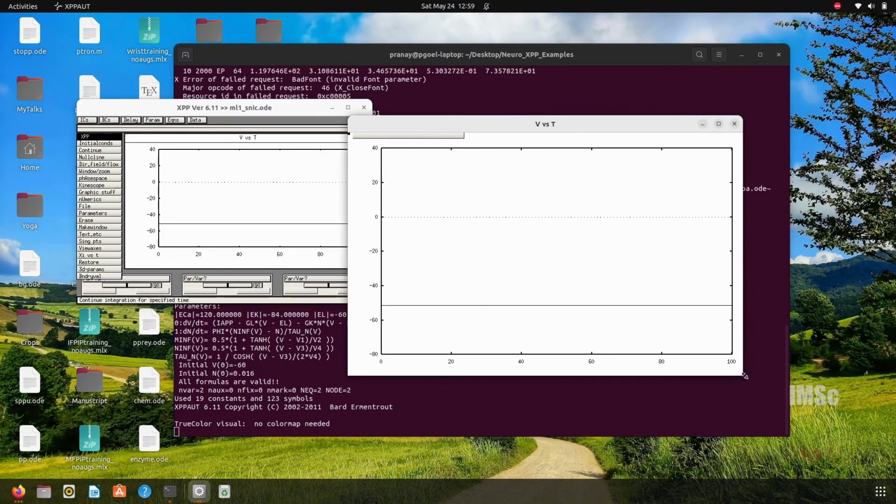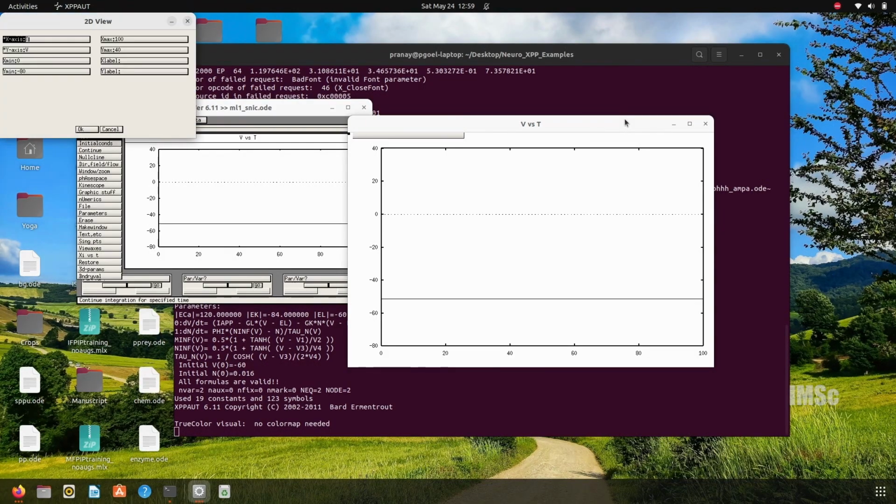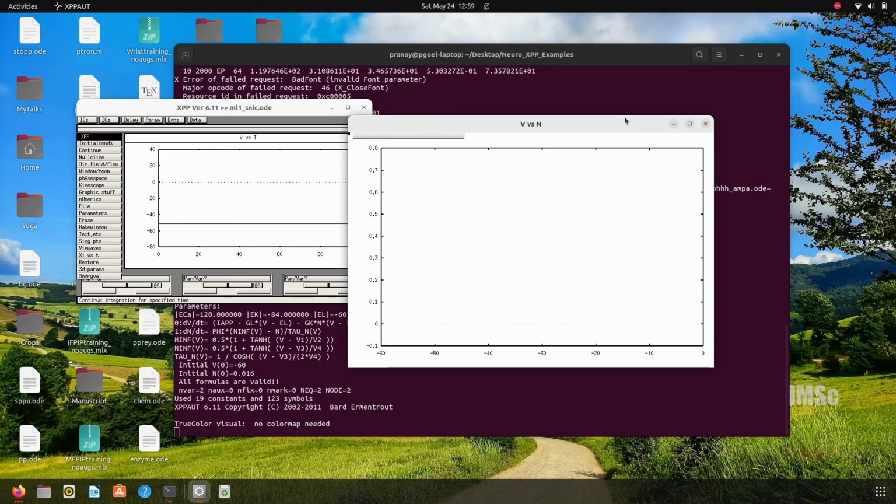So I'm going to switch to a phase plane view. I'm going to take x min. Oops. Something's gone wrong.